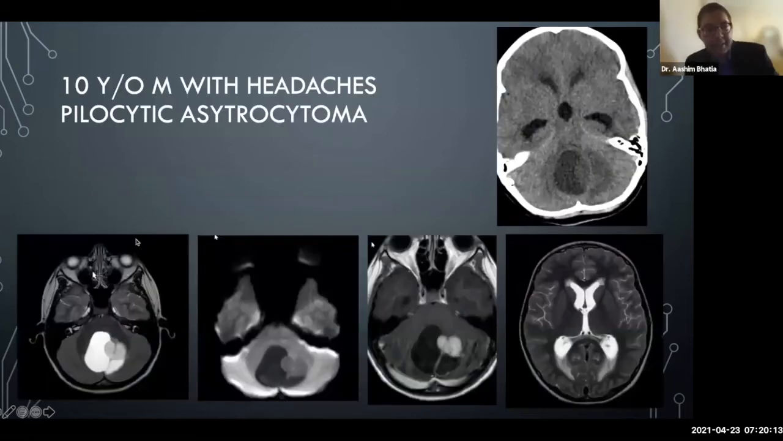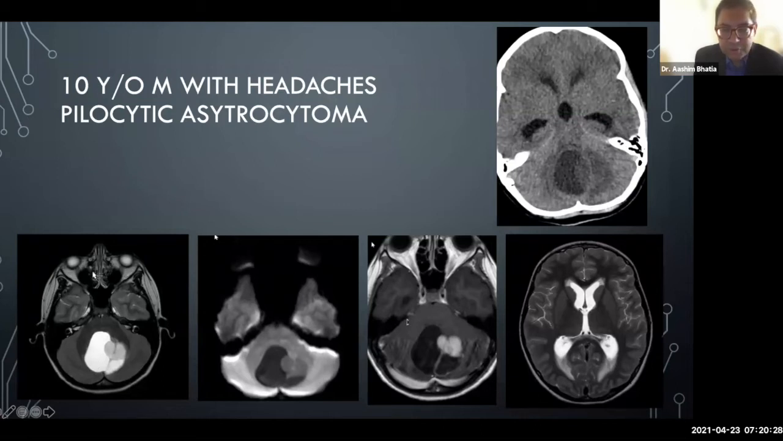And so classic imaging findings of a pilocytic astrocytoma, you've got a cystic mass with an enhancing mural nodule. We always think posterior fossa. So this is your classic imaging presentation. So cystic mass, here's your T2.